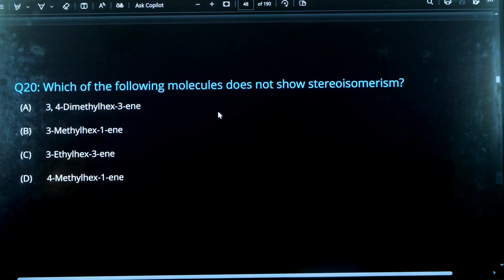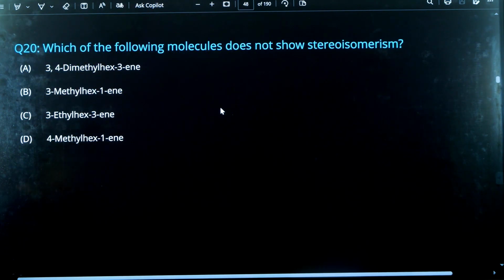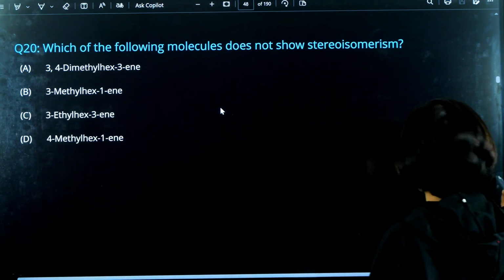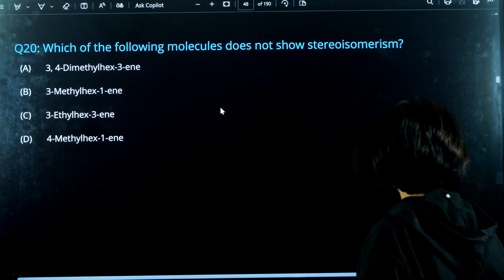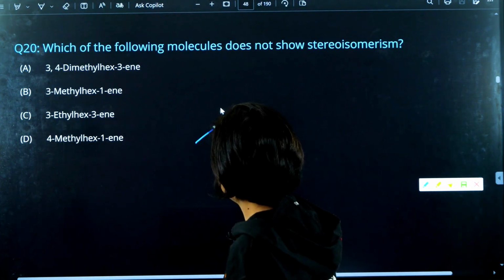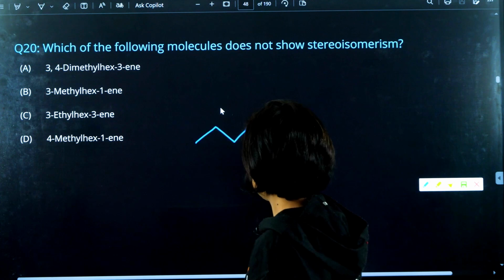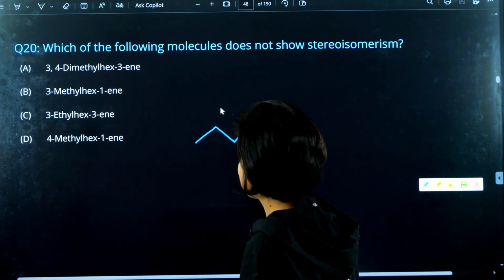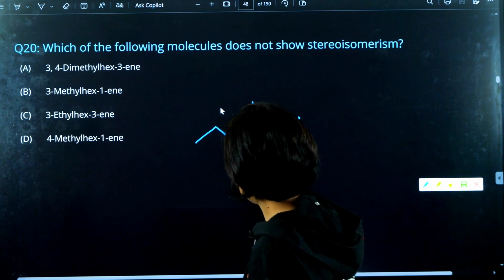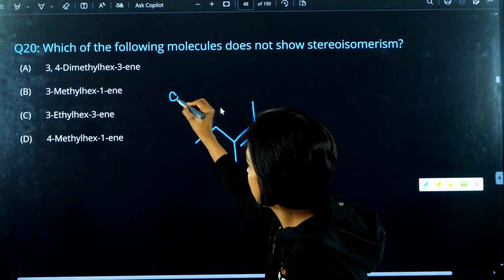Okay, which of the following molecules does not show stereoisomerism? Which will not show stereoisomerism? Okay, let's check. Stereoisomerism, optical or geometrical, any. Hex-3-yne: 1, 2, 3, 4, 5, 6. 1, 2, 3, hex-3-yne, 3, 4 dimethyl. So this is the first option, option A.